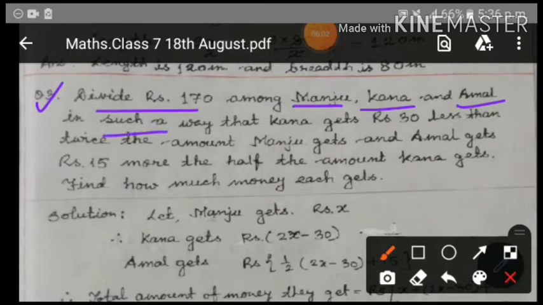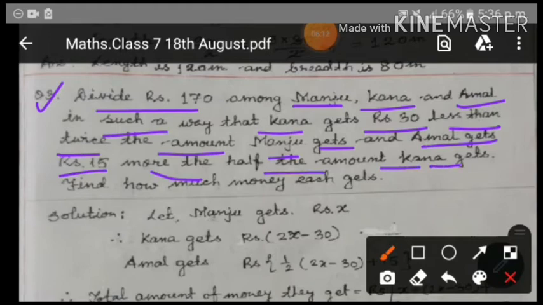Now next sum, question number 3: divide rupees 170 among Manju, Kana and Amal in such a way that Kana gets rupees 30 less than twice the amount Manju gets and Amal gets rupees 15 more than half the amount Kana gets. So how much money does each get?